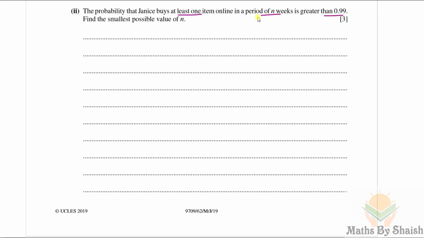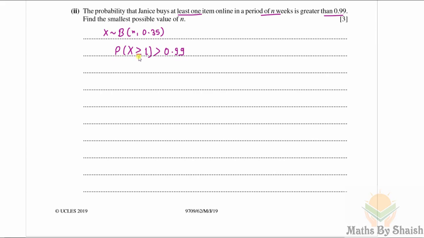So whenever this type of question comes, we only need to take care of the different number of trials. Now the number of trials becomes n and the success probability remains the same, 0.35, because it belongs to the previous one. If we write this condition, the probability that Janice buys at least one item is probability of x greater than or equal to 1. This probability is greater than 0.99.